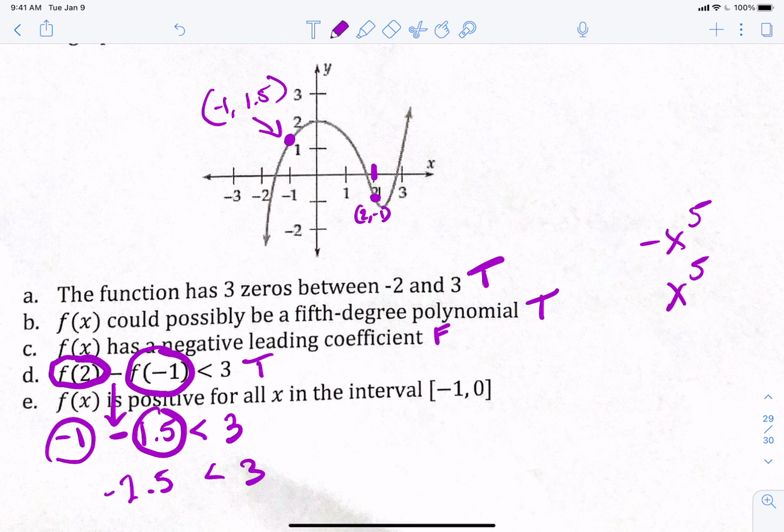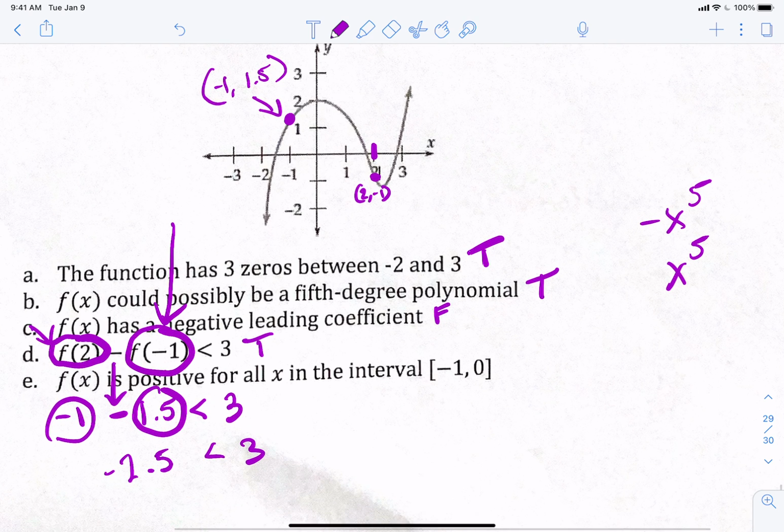So what f of 2 is saying is what is the y coordinate if the x coordinate is 2. This guy is saying what is the y coordinate if the x coordinate is negative 1. Does that make sense? So negative 1 minus 1.5, negative 2.5 is less than 3, true.